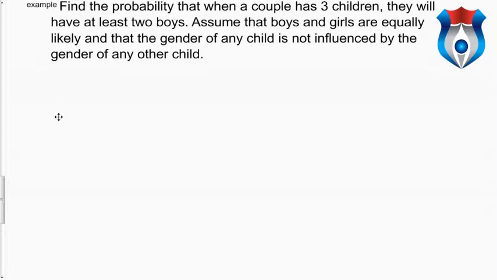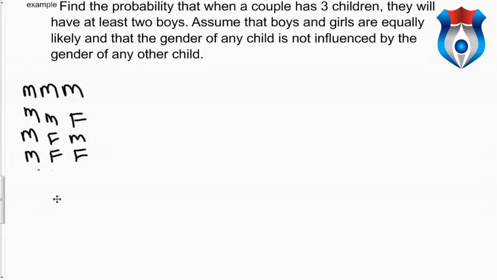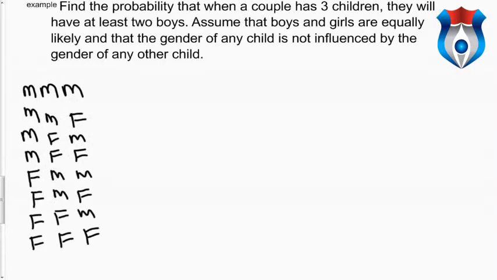And in that case, we would have a sample space that would look something like this. We'd have the first, second, and third child represented. M would represent a male or a boy, and F would represent a female. So this first row is the outcome of having a male for the first child, a male for the second child, and a male for the third child. So this would be the outcome of having all boys.